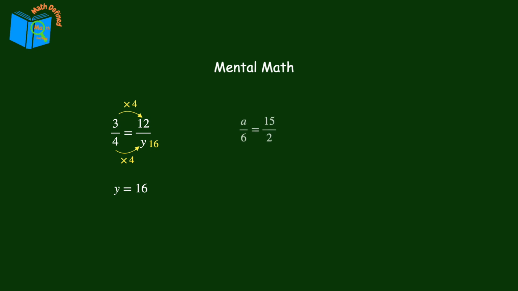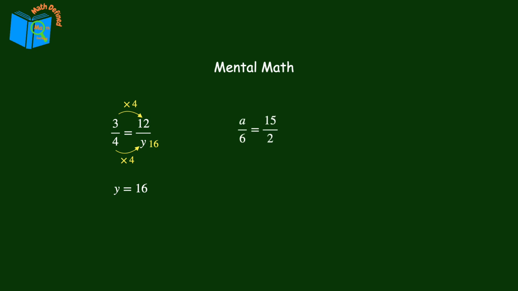We can solve proportions by using one of 3 methods: mental math, multiplication, or cross products. If you spot a pattern within the proportion, you can solve it in your head using mental math. For example, in the proportion 3/4 equals 12 over y, we can see that 3 times 4 is 12. So we do the same to the denominator. 4 times 4 is 16. So y equals 16.